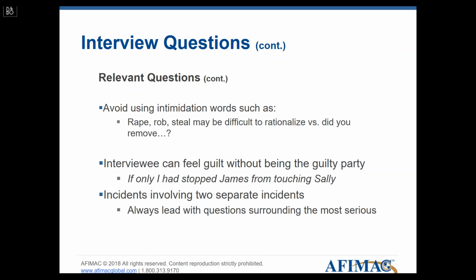Remember, again, as I said, the interviewee can feel guilty without being the guilty party. Again, if I had only stopped James from touching Sally. So there's James who's being interviewed about Sally being inappropriately touched at work, and he's giving off a lot of nervous behavior, appears to be deceptive, and it's merely the fact that he knew what was taking place and didn't stop it that led him to appear nervous and perhaps even look deceptive.